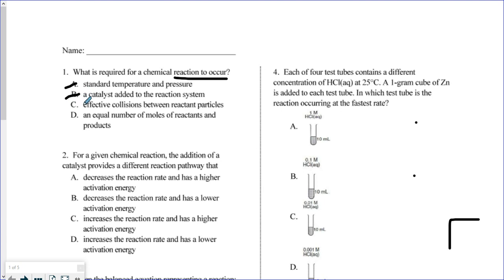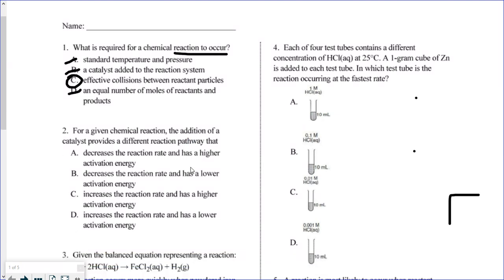It's not required. Equal numbers of moles of reactants and products? No, those things are never equal. Their number of moles are constant, not equal. The concentrations are constants. What I need is effective collisions between reactant particles. And effective means, remember, proper orientation in space and proper energy. And then, of course, the first piece that we don't overlook is that they actually do have to collide.